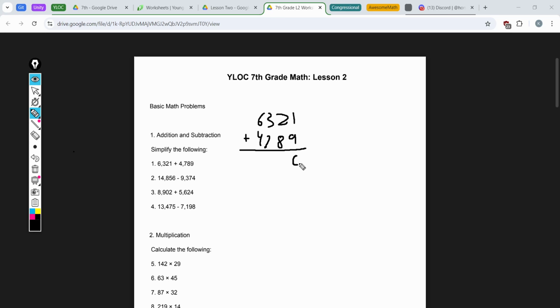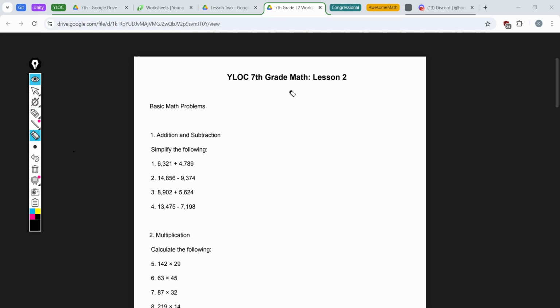1 plus 9 is equal to 10, so you carry the 1. 1 plus 2 plus 8 is equal to 11, you carry another 1. 1 plus 3 plus 7 is equal to 11 again, you carry another 1, and 1 plus 6 plus 4 is equal to 11 again, carrying another 1, which just drops down. So this gives us 11,110 for our first answer.